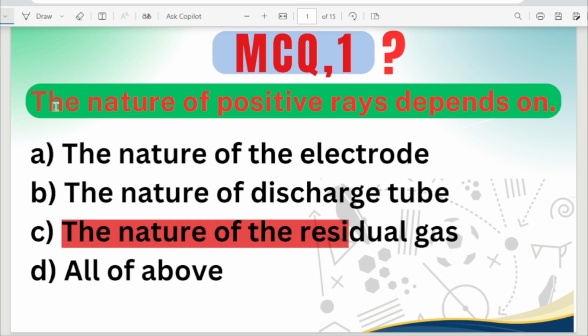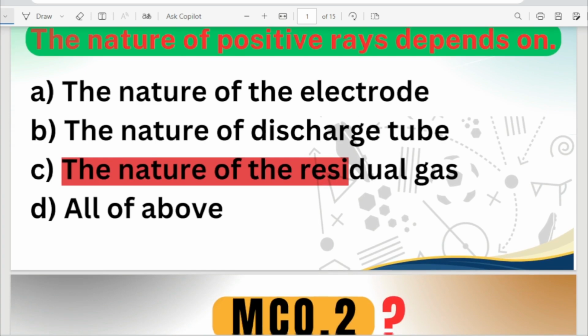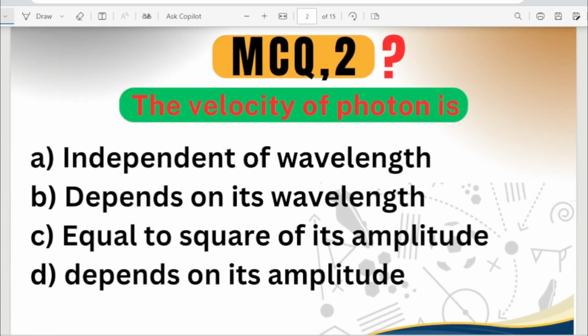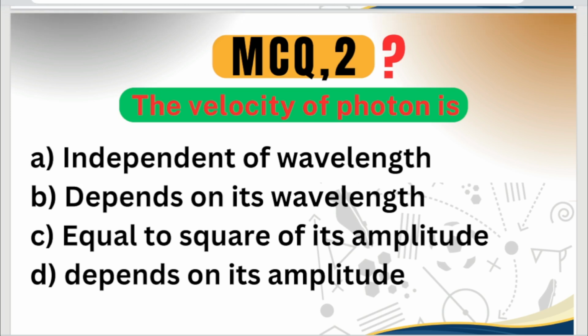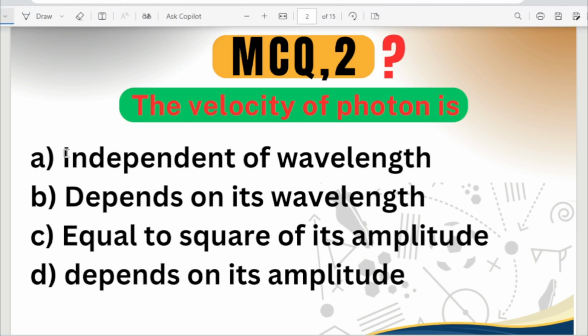Next, question 2: the velocity of the photon is. Here the four given options are: independent of the wavelength, depends on its wavelength, equal to the square of its amplitude, and depends on its amplitude. So what would be the right answer to this question? As we know, light travels in the form of photons. Since the velocity of light is a constant quantity, the velocity of a photon is also constant. So it does not depend upon any of the factors, and the answer to this question is independent of its wavelength.